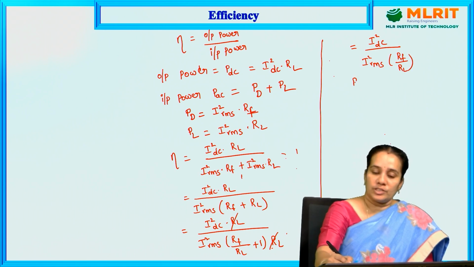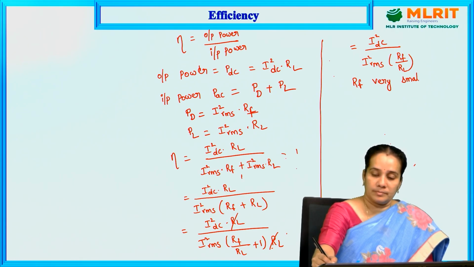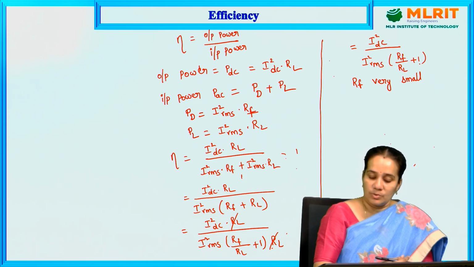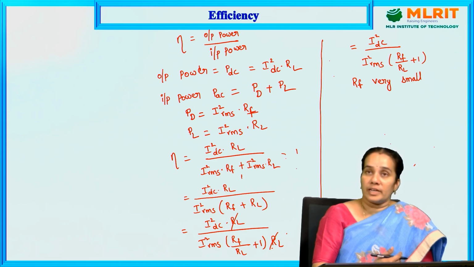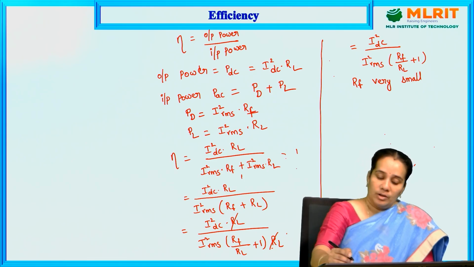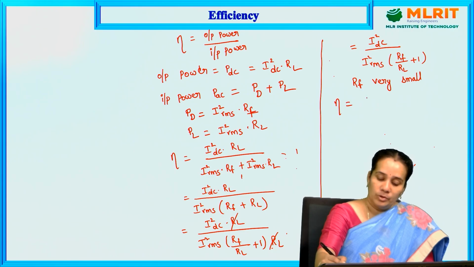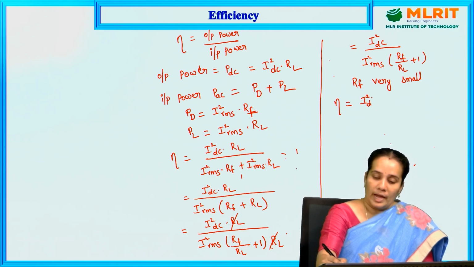We know that the forward resistance is very small, so here we have to neglect that RF value. Then what is the efficiency? The eta value is equal to I square DC by I square RMS.